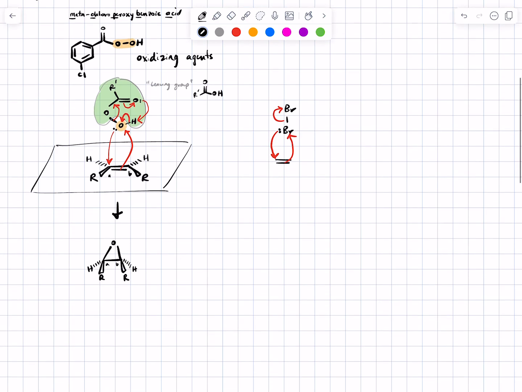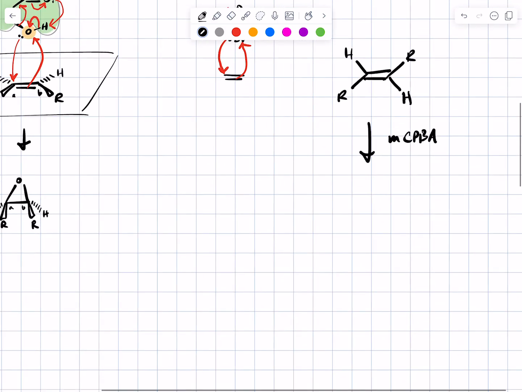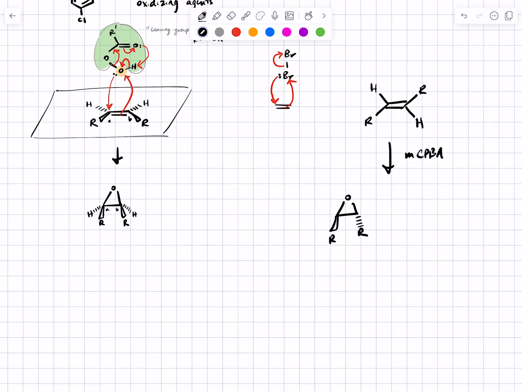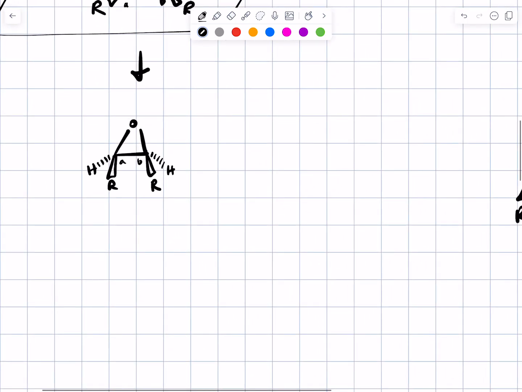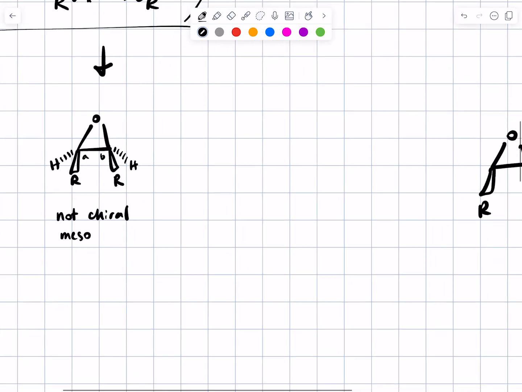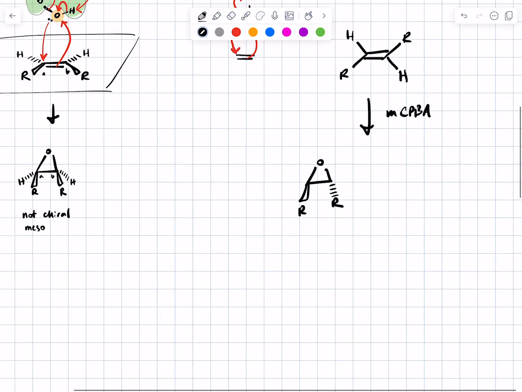If we had started with the trans alkene and used this same reagent, MCPBA, the epoxide product that we get from this reaction would have to be the one where the R groups are trans to each other. And you can see already that this kind of thing has stereochemical consequences. The epoxide we got from the cis alkene is not chiral. It's actually a meso compound. Whereas the epoxide on the right is chiral. And if we get one enantiomer, we have to make the other. These enantiomers would come from addition of the oxygen to the alkene from above versus below, and that's how you get both enantiomers.